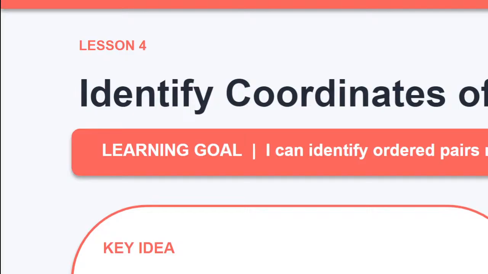Okay, next is lesson 4: identify quadrants of graphed points. Learning goal, again: identify ordered pairs represented by points in all 4 quadrants. Key idea: from a point, trace vertically to the x-axis to read x. Trace horizontally to the y-axis to read y. Keep the sign to write the right answer as (x, y). Remember, do not reverse the coordinates. Trace each point to both axes.